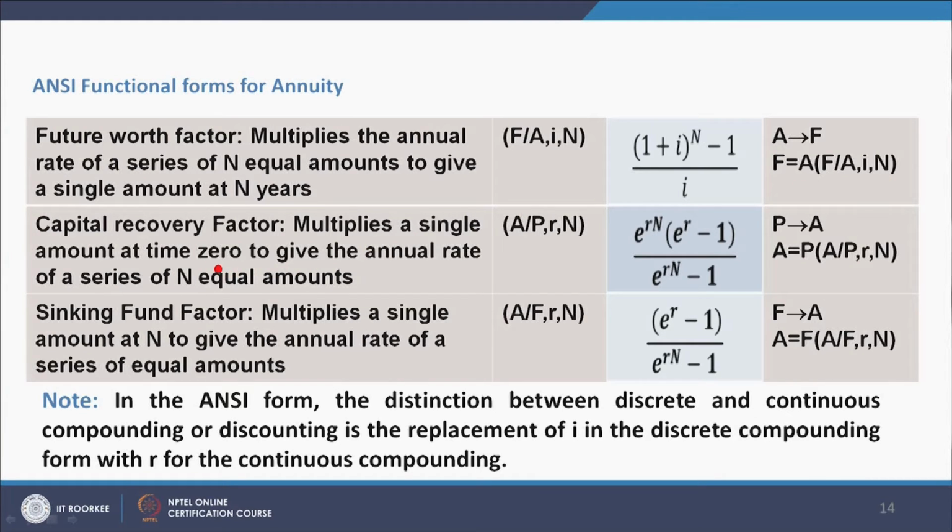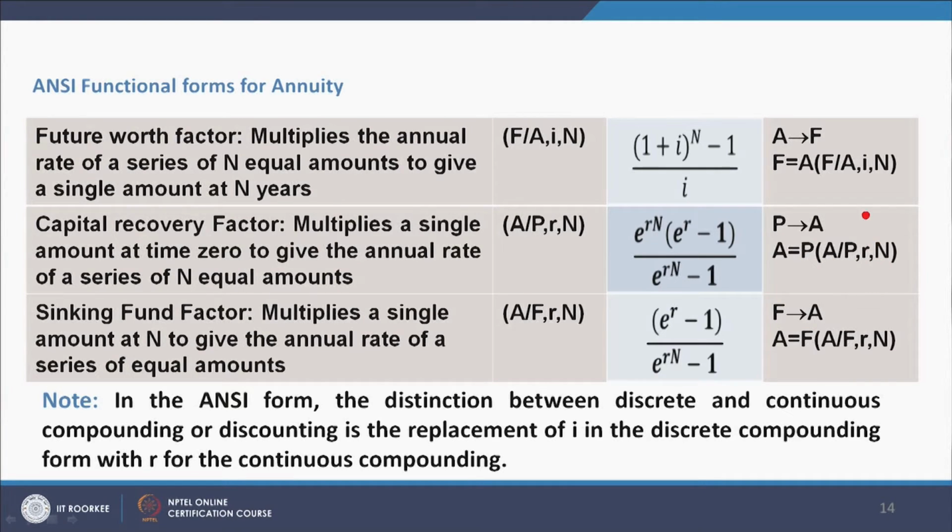Then the capital recovery factor, for continuous compounding, multiplies a single amount at time 0 to give the annual rate of a series of n equal amounts, given by (A/P, r, n). It is equal to e^(rn)(e^r − 1) divided by (e^(rn) − 1). This converts P, the present value, to annuity. So annuity can be calculated as A = P × (A/P, r, n).